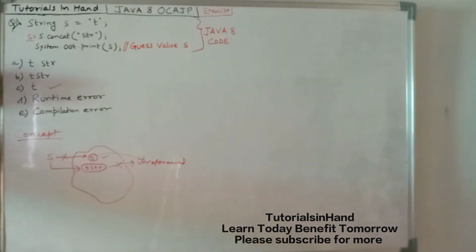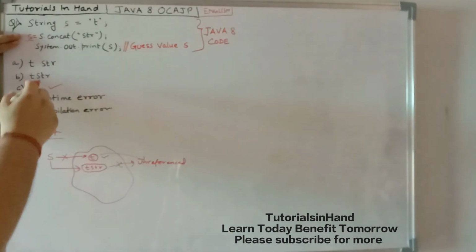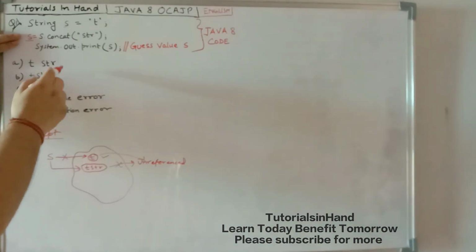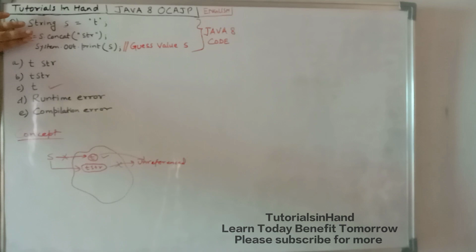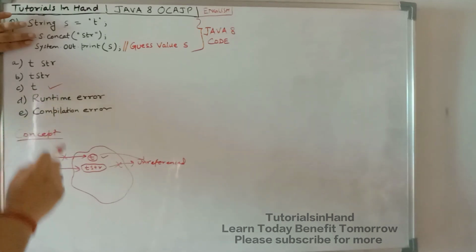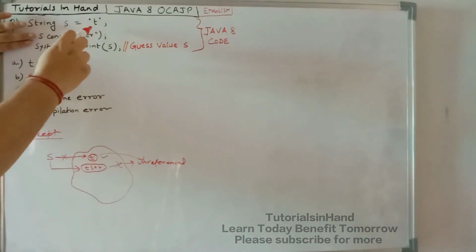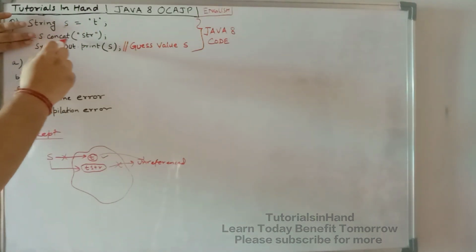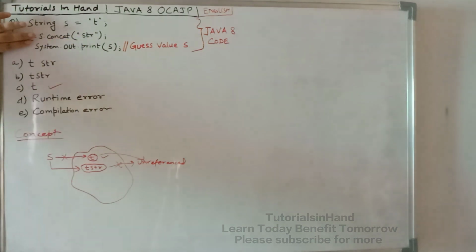So if the code was written like this, then your correct answer would have been option B. But since in our code this is not the case, the correct answer is "t", because s still refers to "t" even when the second line is executed. I hope you have been able to understand this one, right?